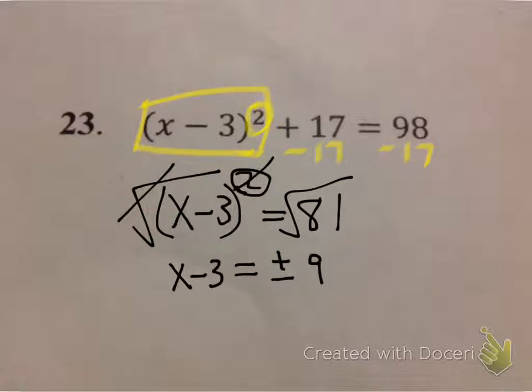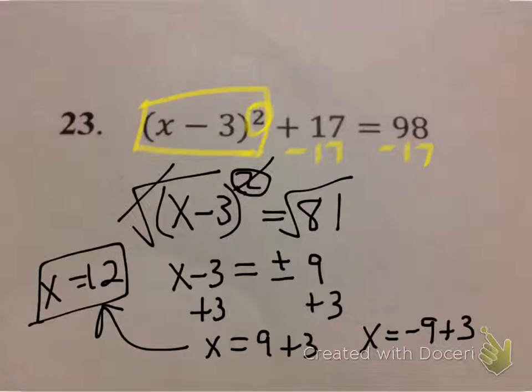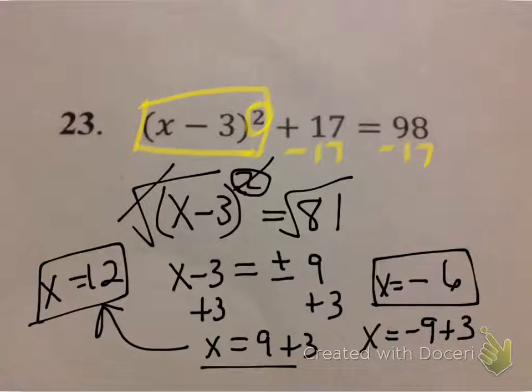Now, almost done, except we have to add 3 to both sides. So x is going to be plus or minus 9 plus 3. That means two things. It's positive 9 plus 3, and it's negative 9 plus 3. So one of my solutions is 12, and one of my solutions is negative 6. A lot of people want to say plus or minus 9 plus 3 is plus or minus 12, but that's not true. See how it breaks up? So those are the two solutions.